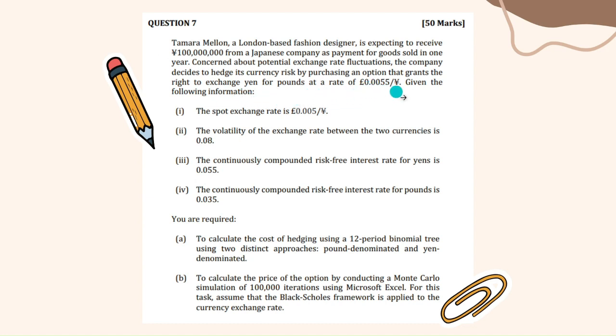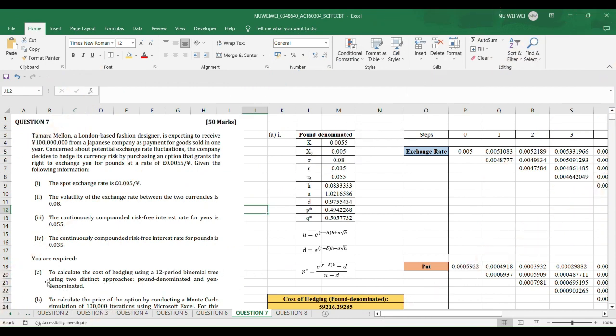0.0055 pounds per yen. Given the following information, the spot exchange rate is 0.005 pounds per yen. The volatility of the exchange rate between two currencies is 0.08. The continuously compounded risk-free interest rate for yen is 0.055. The continuously compounded risk-free interest rate for pounds is 0.035. The first part of the question is asking us to calculate the cost of hedging using a 12-period binomial tree using two distinct approaches, pound-denominated and yen-denominated.